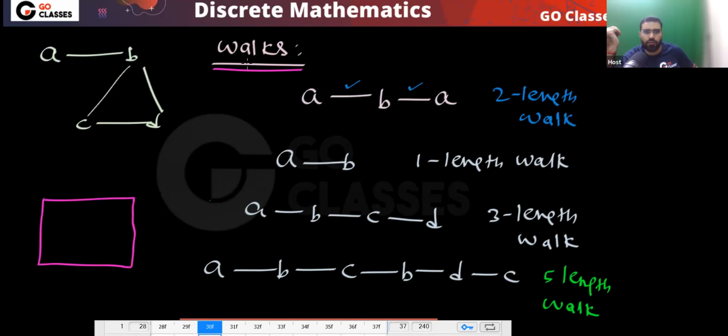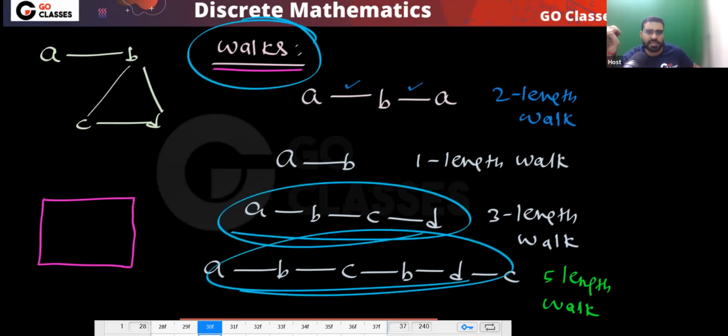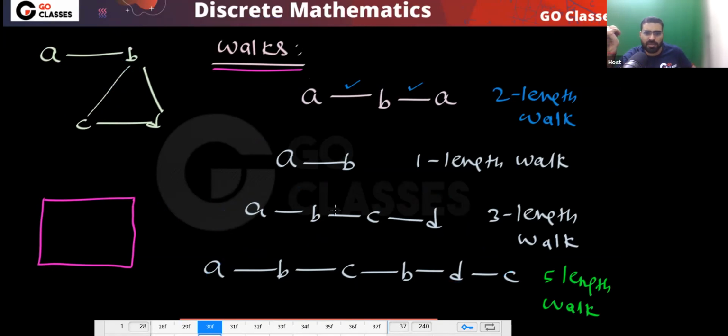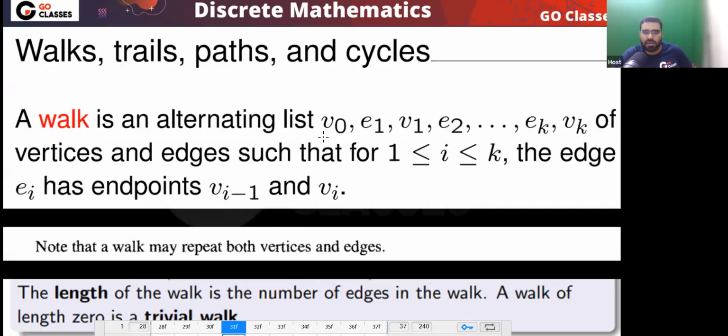Okay, so a walk basically means a sequence of vertices and edges such that they are adjacent. For example, this B, C must be adjacent, and this edge and this edge must be adjacent. This is the concept of a walk. It is a very simple concept: just a list of vertices and edges such that you can notice they are adjacent.